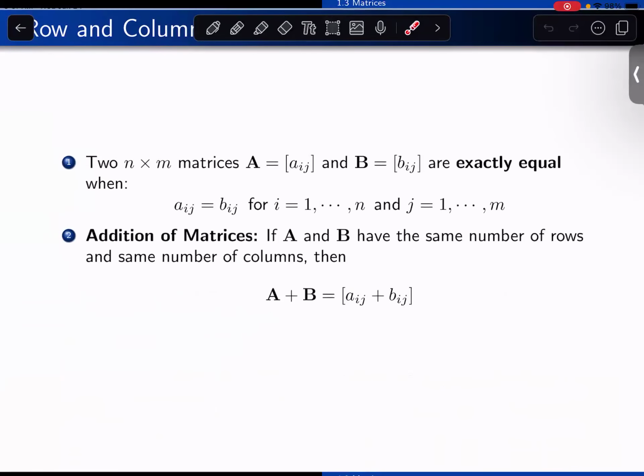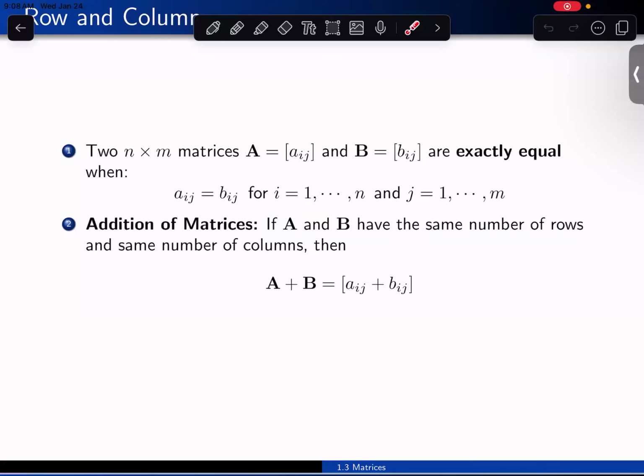Okay, and then continuing, we'll start talking about operations between two different matrices. Just like vectors, we say two matrices are going to be equal to one another if their entries are the exact same. So if we have that Aij is equal to Bij for every single i and every single j, then we say the matrices are equal to one another.